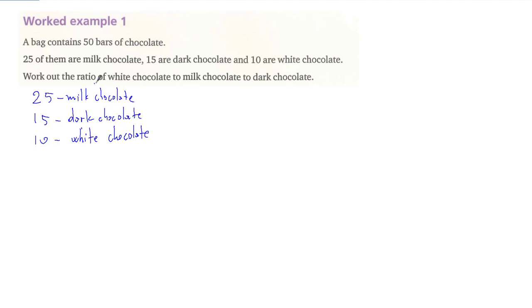So work out the ratio of white to milk to dark chocolate. Pay attention to the order. So white to milk to dark chocolate. Well, white chocolates are 10, milk chocolates are 25, dark chocolates are 15. So if we find the greatest common factor of 25, 15 and 10, it will be 5. So the greatest common factor is 5. That means we can simplify everything by 5.